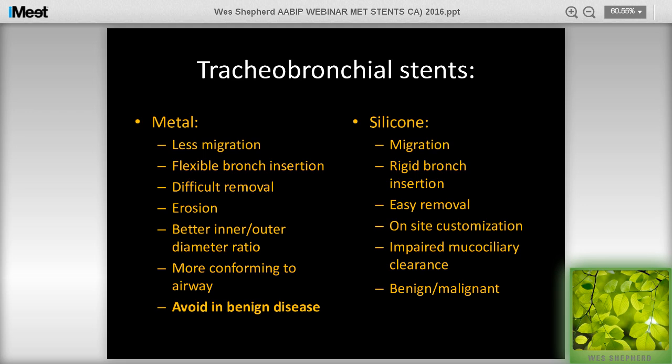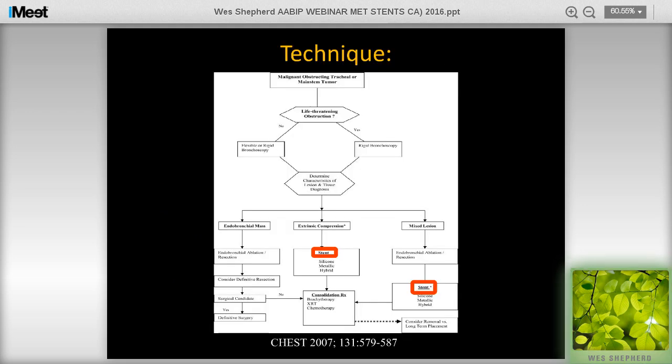In other words, you can cut them, cut holes in them, adjust them to the needs of the moment, whereas with metallic stents, you're pretty much limited to manufacturing sizes.